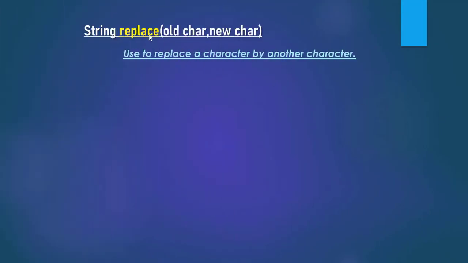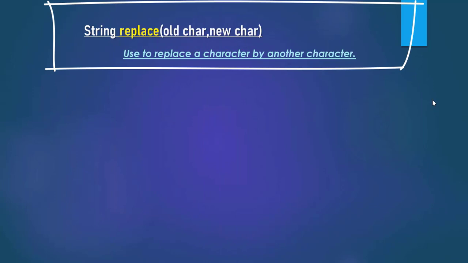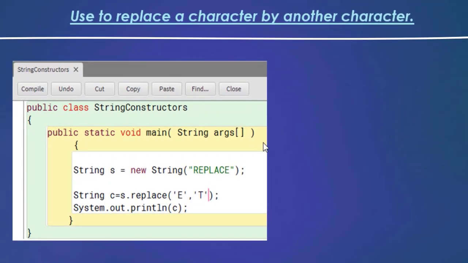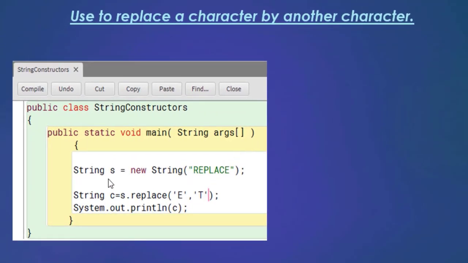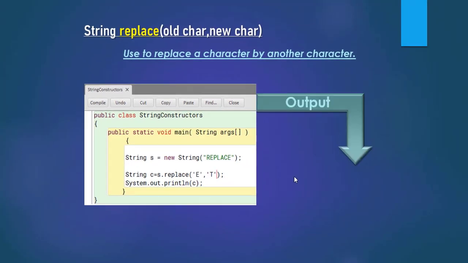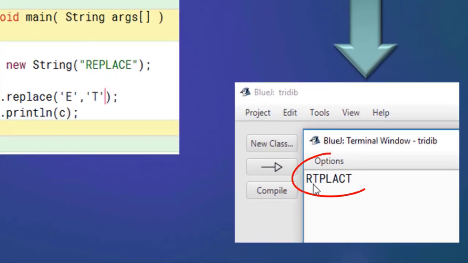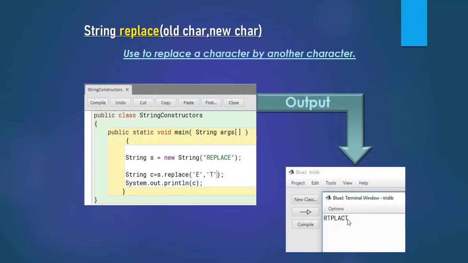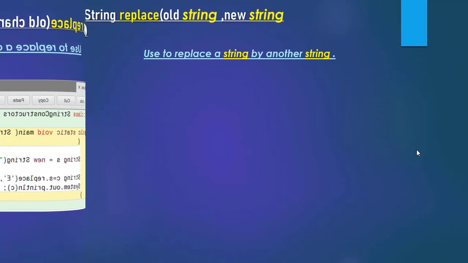Now this is the replace function. This is used to replace a character with another character. As an example, I can show you that s equals "replace", the string is replace. Now c equals s.replace('e', 't') means I want to change all the E present in the string to T. So what will be the output if I print c? You will see that all these E have been changed to T. So this is the use of the replace function.